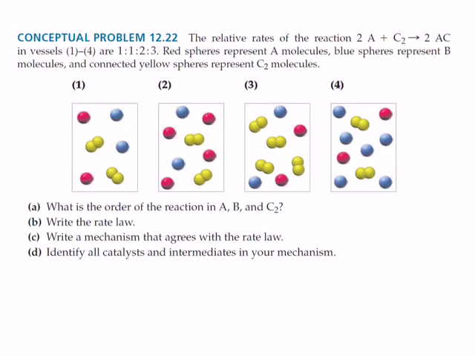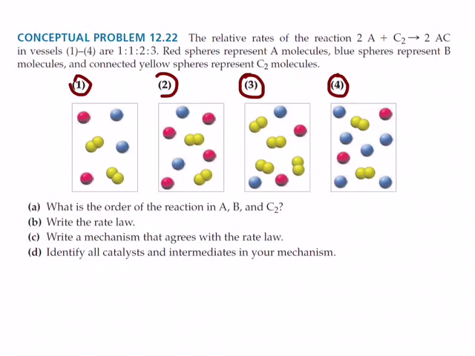What does that mean? Well, it means that the rate of reaction in situation 1 and 2 are the same, that's 1 to 1, but the rate in vessel 3 is twice as high as the rates in vessels 1 to 2, and the rate in vessel 4 is 3 times as high as the rates in 1 and 2. The red spheres are A atoms, blue spheres are B atoms, and C2 molecules are in yellow. So what's the order of the reaction in A, B, and C2?